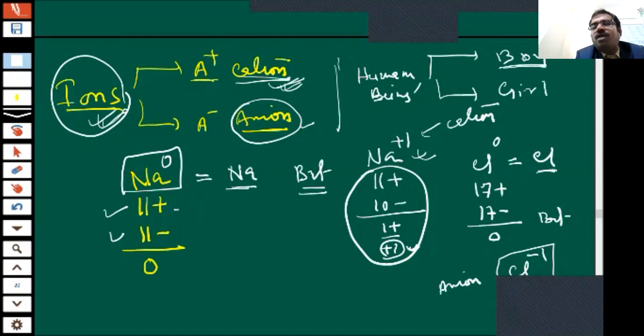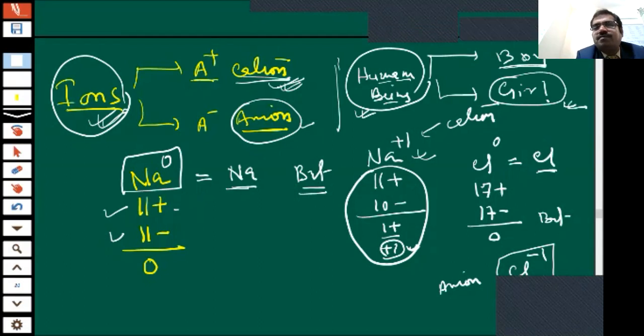All boys are human beings, but all human beings are not boys. All girls are human beings, but all human beings are not girls. So that type of concept should be there. Okay, so all cations are ions, but all ions are not cations.